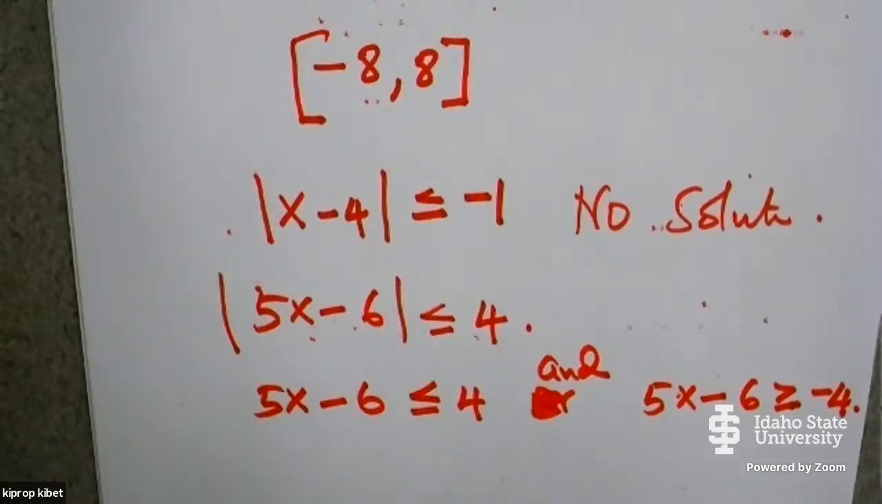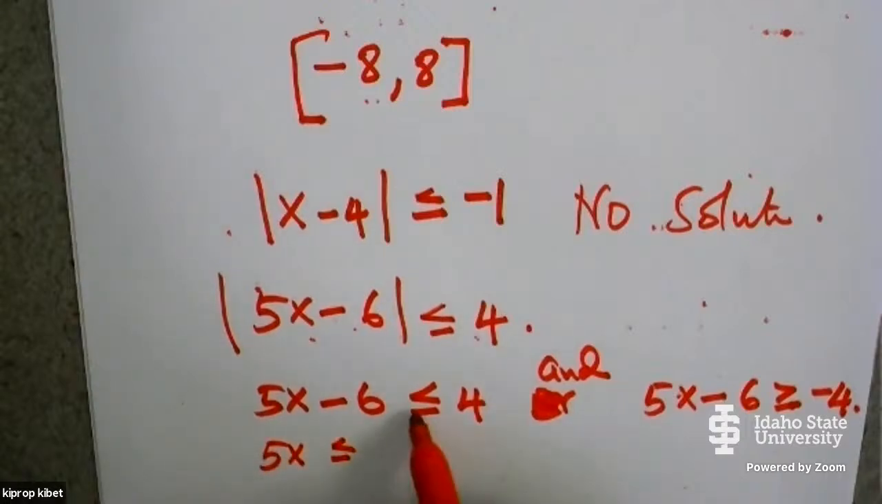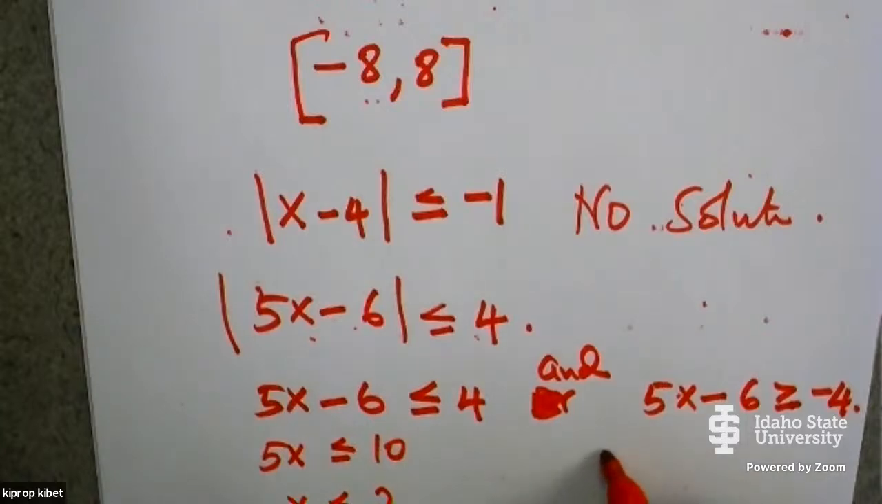Now you get the values of x. So you take this one to the other side, which is minus 6. So 5x is less than or equal to 4 plus x, so x is less than or equal to 2. And then for this one, 5x, take this to the other side, greater than or equal to 2. So x is greater than or equal to 2 over 5.